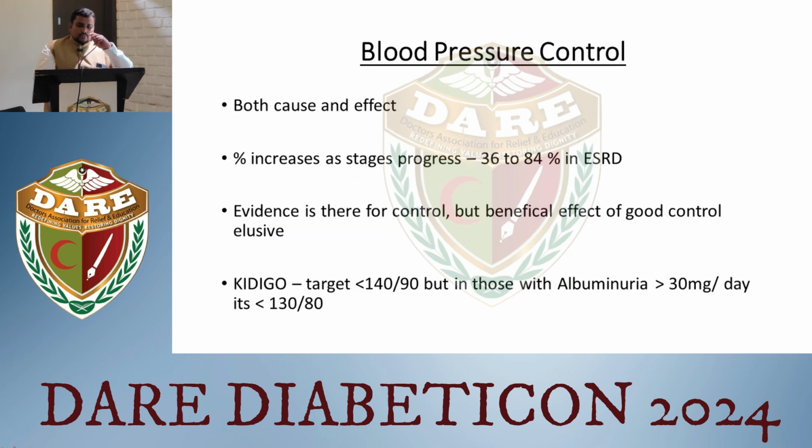Blood pressure control is both the cause as well as the effect of diabetic kidney disease. 36 to 84% of the patients who have end-stage renal disease present with this. When there is no hypertension along with diabetic kidney disease, we have to look for other causes. So, hypertension present with diabetic kidney disease is a foregone conclusion.